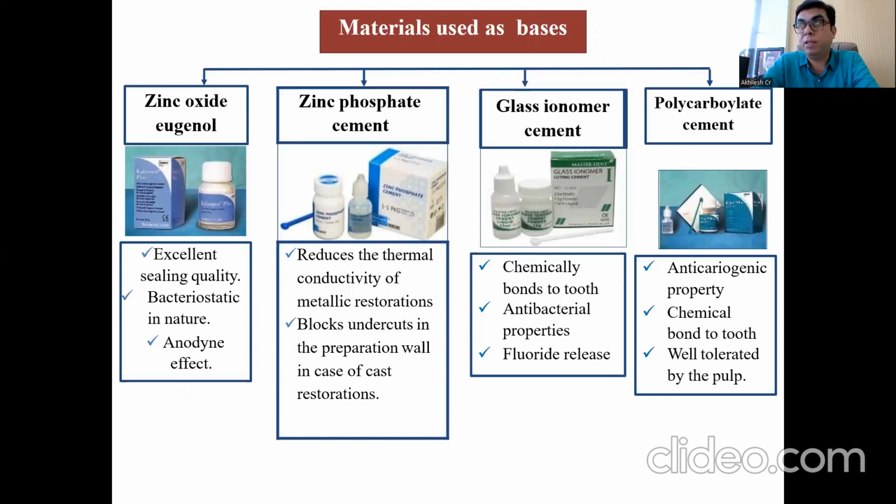The materials which are used are zinc oxide eugenol, zinc phosphate cement, glass ionomer cement, and polycarboxylate. Zinc oxide eugenol has an excellent sealing quality and is bacteriostatic in nature. It gives an anodyne effect, whereas zinc phosphate reduces the thermal conductivity of metallic restoration. It blocks undercuts in the preparation wall in case of cast restoration. Glass ionomer cement chemically bonds to the tooth structure, has antibacterial properties, and releases fluoride. Polycarboxylate cement has an anti-carcinogenic property, chemically bonds to the tooth, and is well tolerated.